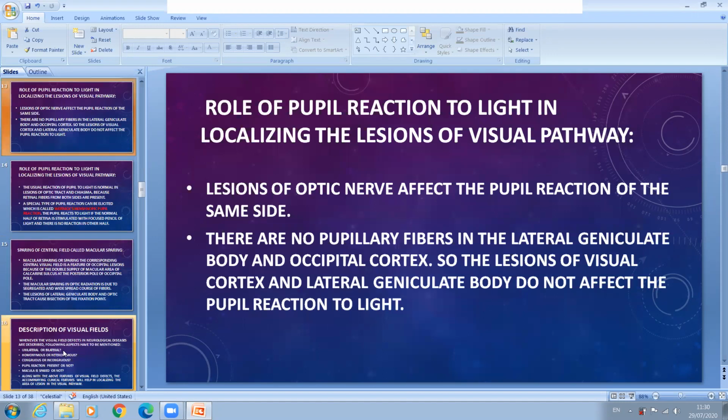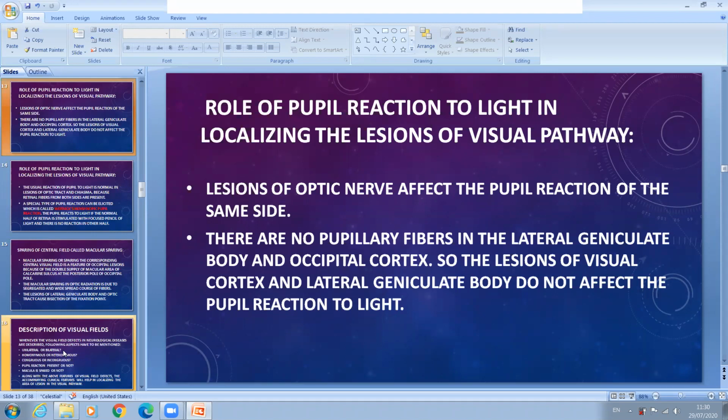So how can the pupil reaction help you in localizing the lesion? As you know, the fibers for the pupil reaction are the same as those of the visual pathway in the area of the optic nerve, in the area of the chiasma, and in the area of the optic tract. Just before entering the geniculate body, the pupil fibers go away and go to the pretectal nuclei of both sides.